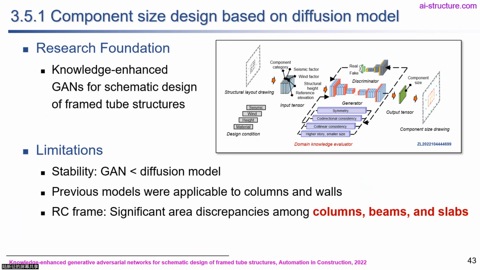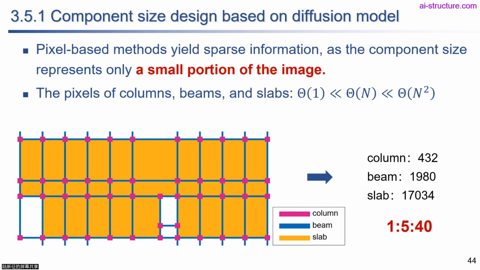And when we did the work, the problem is that when you look at this plan layout of the structure, you find that the area of the column, the area of the beam, and the area of the slab are quite different. So the slab occupies a lot more pixels than the column. If you directly input this image for the AI to learn, it will concentrate more on the slab and forget everything about the section of columns. So you need to specially consider the different proportions of pixels of different components.